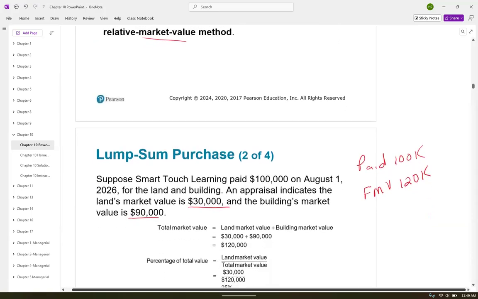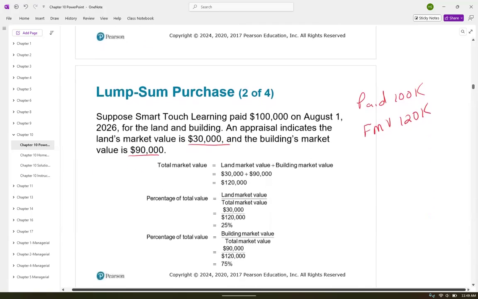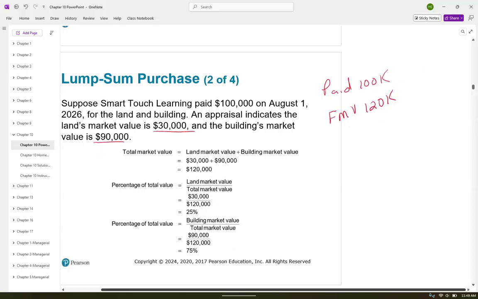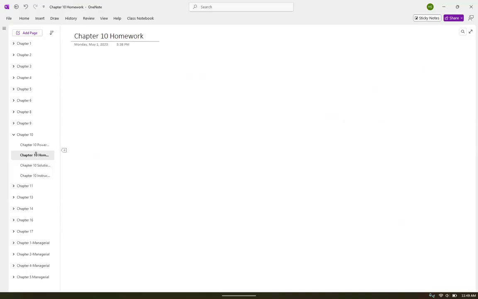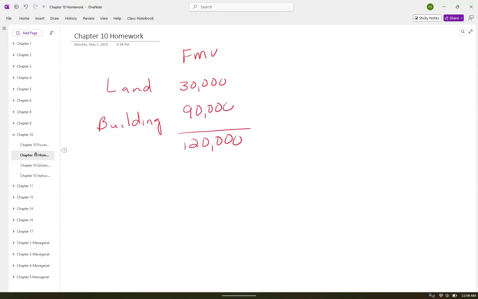So we got the fair market value of 120,000. I'm not sure I really like how they did this. Let me do it just a little differently over here. We had land with fair market value of 30,000. We had a building, fair market value of 90,000, which gave us a total of 120,000. Now we're going to get a percentage.